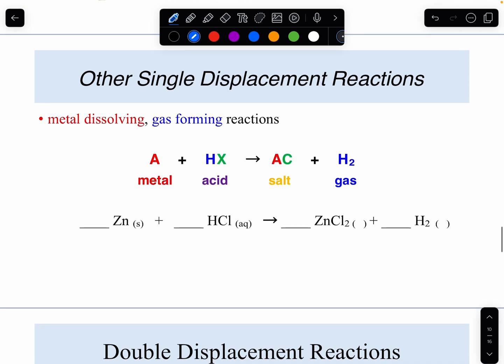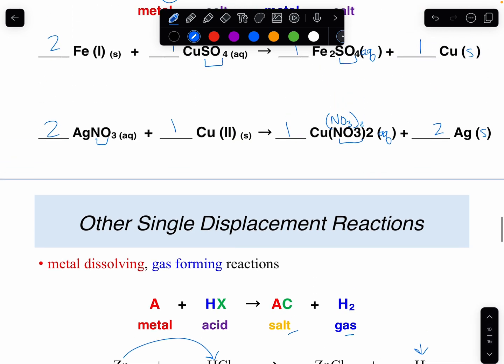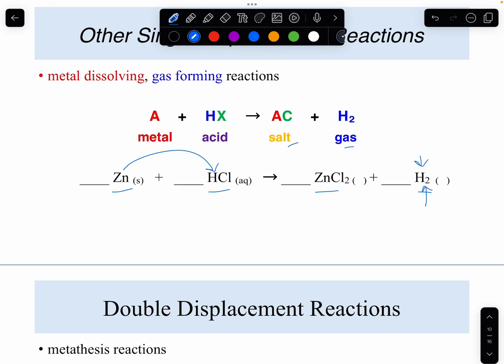All right, another type of single displacement reaction. You're not going to have to classify these other than single displacement. You will not have to say if it's a gas or a salt or a metal or anything like that at this point. Just recognize you have one element and a compound, creating a new compound with a new element. So this zinc pushed out the H. The H is now by itself. It is in a form of 2 because it is diatomic. And then we have ZnCl2.